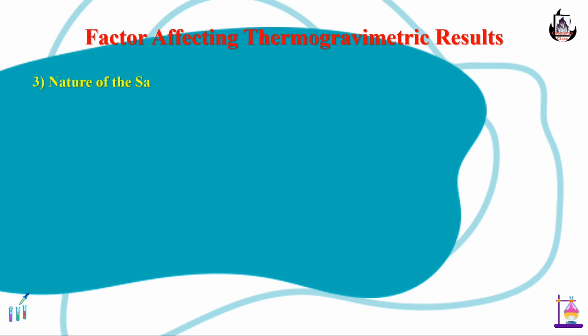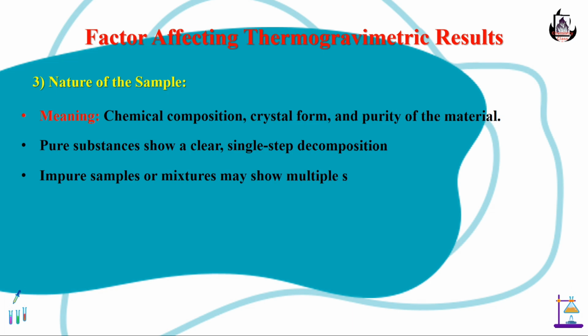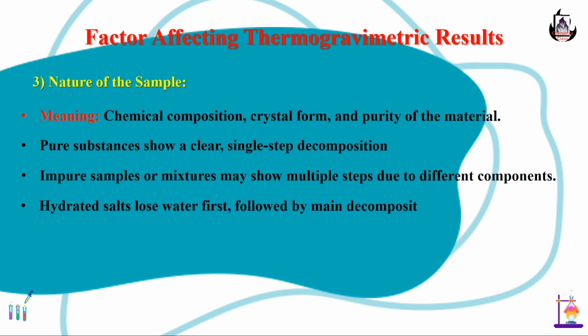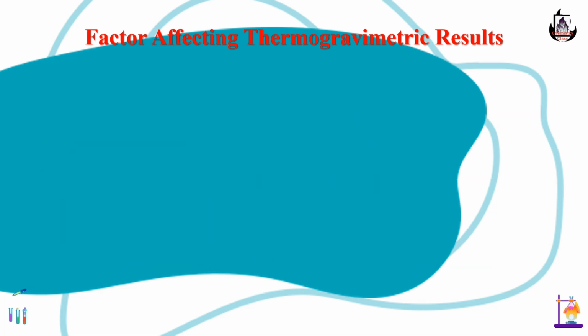The third factor is nature of the sample, like chemical composition, crystal form, and purity of the material. Pure substances show a clear single-step decomposition, while impure samples or mixtures may show multiple steps due to different components. Hydrated salts lose water first, followed by main decomposition. Also, crystalline and amorphous forms may have different thermal stabilities. For example, copper sulfate pentahydrate loses water molecules in several stages before main decomposition.